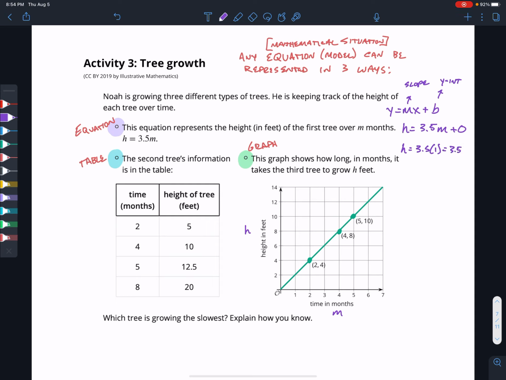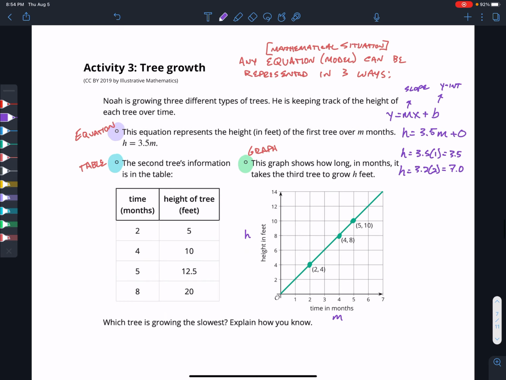3.5 feet. What is the height when m is 2? Well, I'm basically creating a table here, right? So that's going to be 7 feet, not meters, 7 feet. What is the height when we've got 3.5 times 3? Let's see, so that's going to be 10.5.